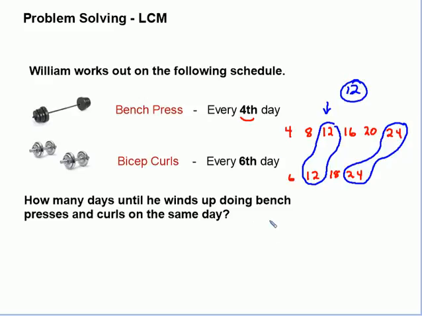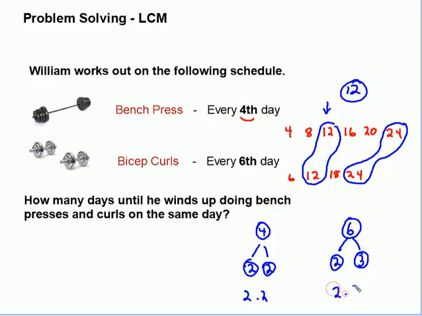Now let's try doing it using factor trees. Here we'll take 4, and we'll find that we can break that down into two prime factors, 2 and 2, so that our prime factorization is 2 times 2. With 6, we break that down into two factors, and that's 2 and 3. Both of them are prime. And that gives us 2 times 3.